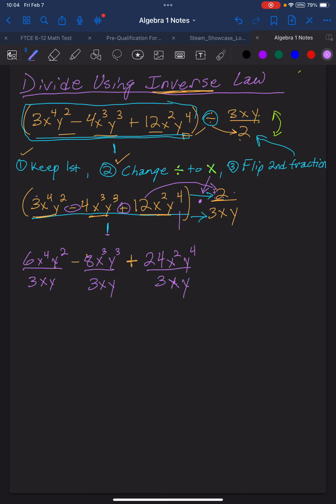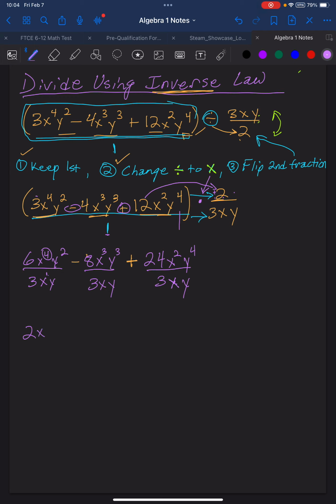Okay? All right, let's take it one step at a time. 6 divided by 3 is 2. It's a whole number, so we don't have anything left in the denominator. Remember our quotient rule with exponents: when dividing exponents that have the same variable, you subtract the exponent in the denominator from the exponent in the numerator. Okay, so 4 minus 1 is 3.